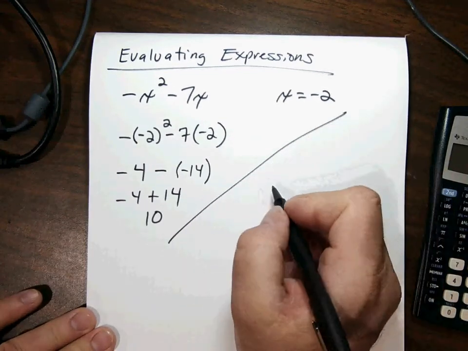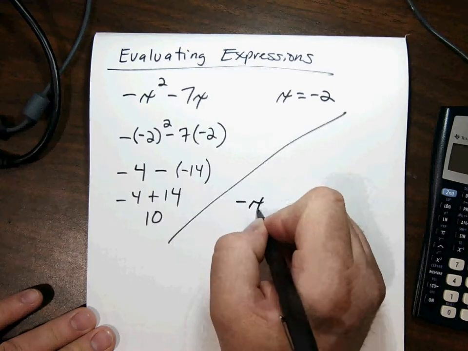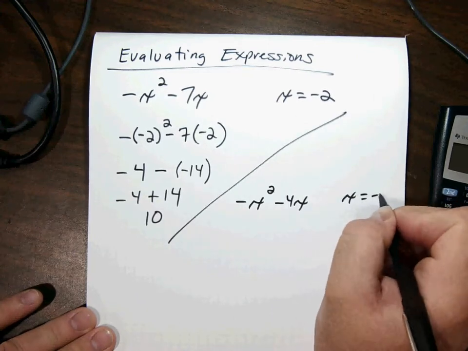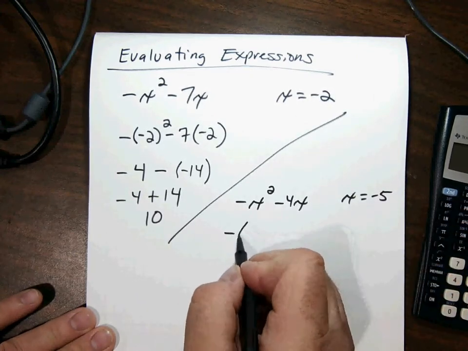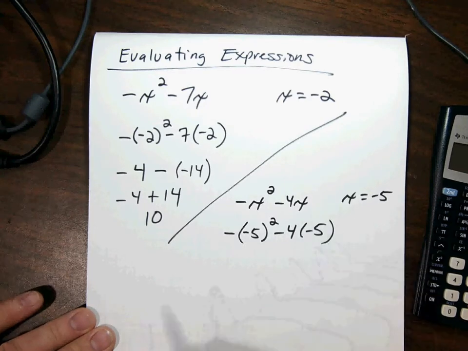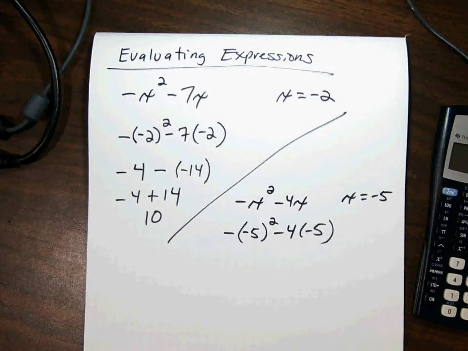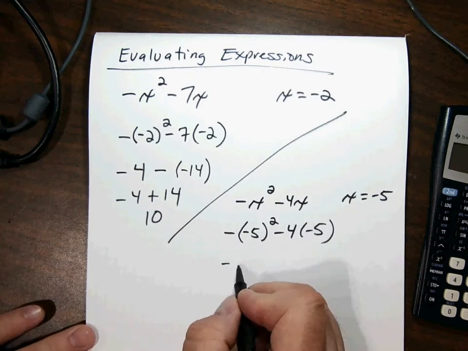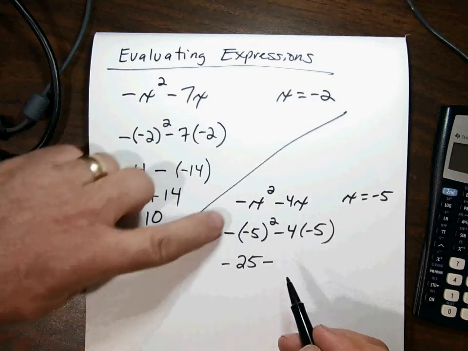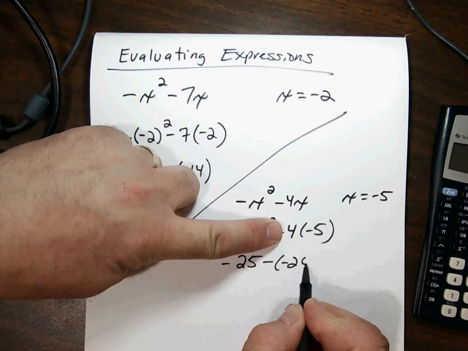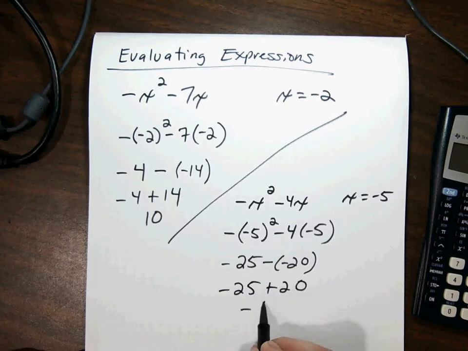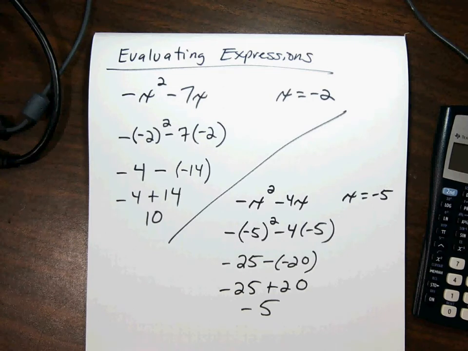Let's do a similar one. Let's do negative x squared minus 4x. And let's say x is negative 5 this time. Negative sitting there, minding his own business. Negative 5 in parentheses squared minus 4 times negative 5. I substitute in the number for the letter. Okay? That negative stays put. Negative 5 in parentheses squared becomes positive 25. Bring down that subtraction. So now that's positive 4 times negative 5. That's negative 20. Minus negative. It's plus positive, our best friend, and that becomes a negative 5. Okay?